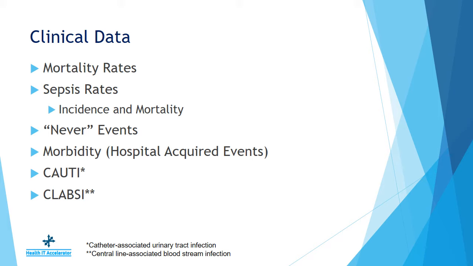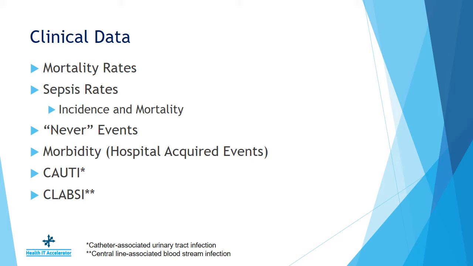Sepsis rate has to do with, sepsis is overwhelming infection in the body, has typically a mortality rate of 50%. And therefore, we want to know what is our incidence of sepsis and what is our actual mortality rate of the sepsis cases that we have. And we want to be moving that number to a smaller and smaller number, both against the national benchmark and within our own internal numbers.